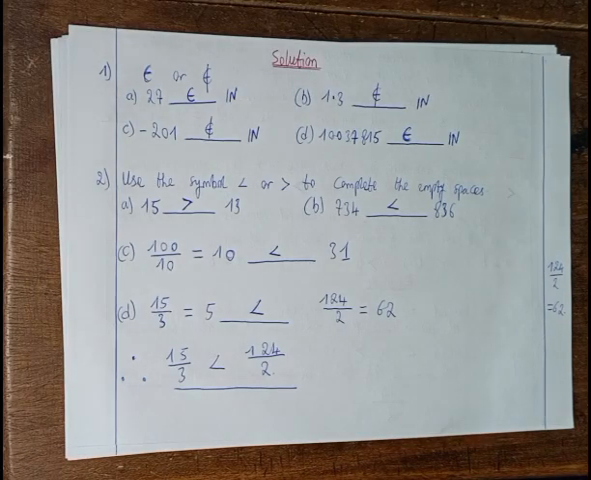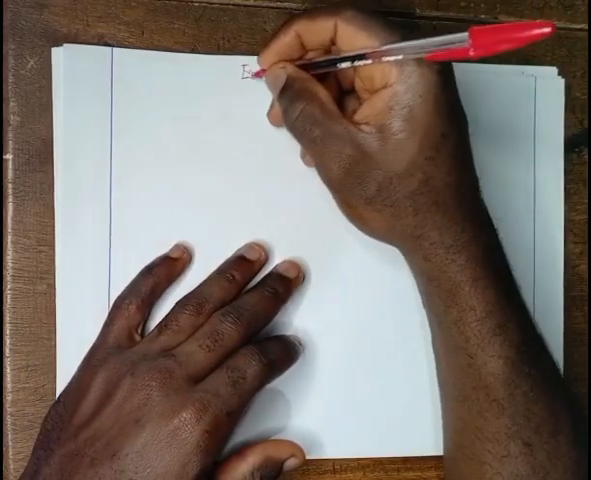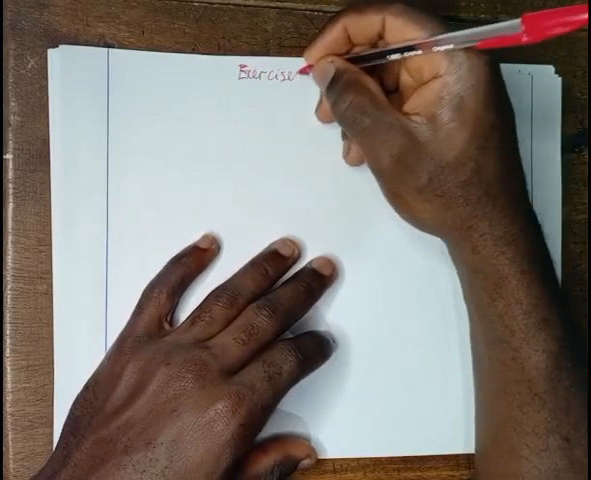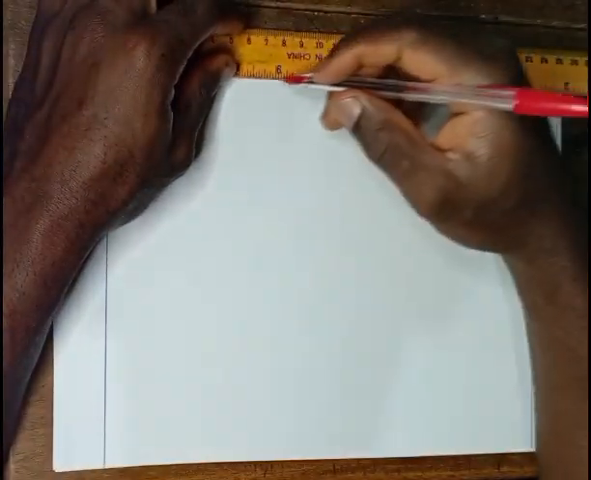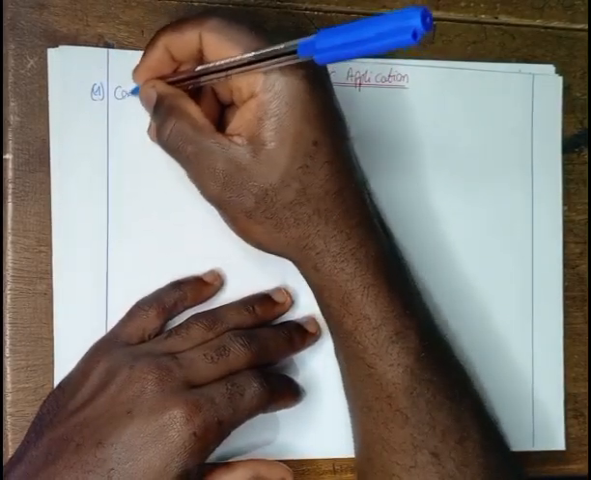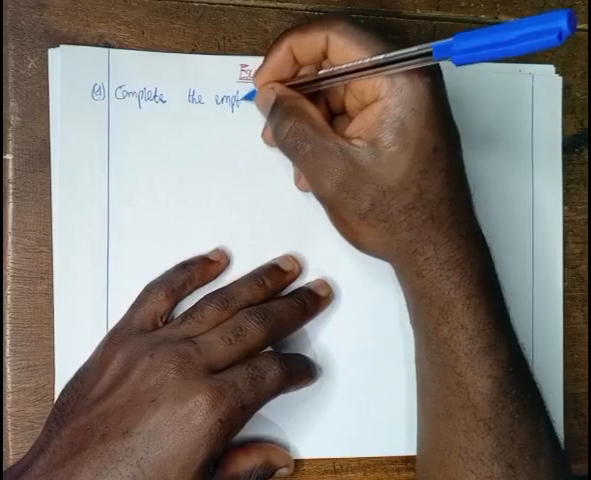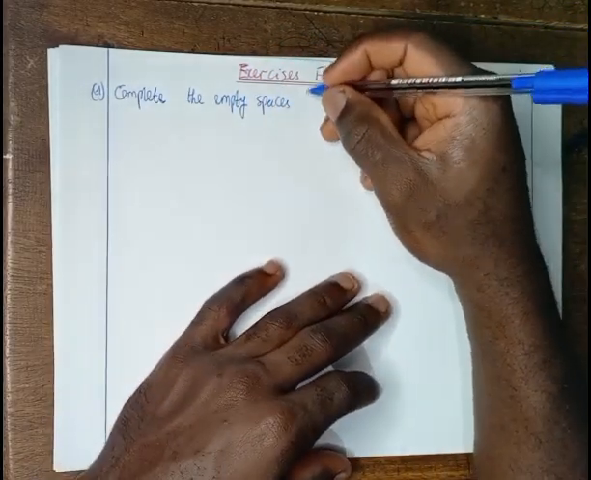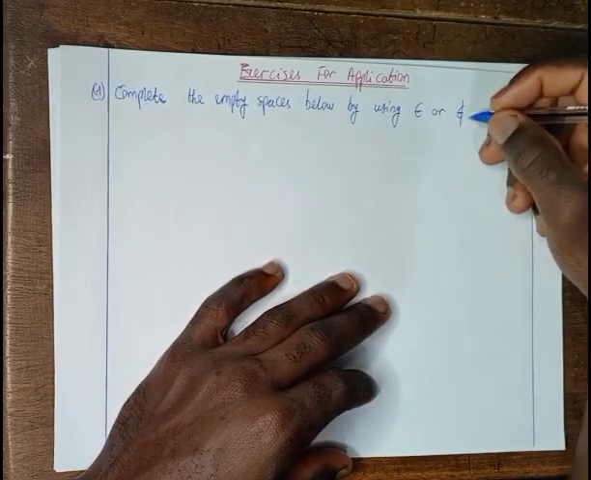So we are done with the correction of the example. We are going to end by taking down these exercises for application. Make sure you answer the exercises. It's very, very important. So I'll give down these exercises for application. The first one, it says complete the empty spaces below by using belongs to or does not belong to.